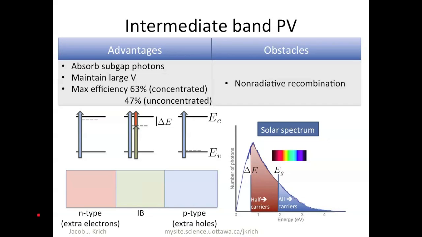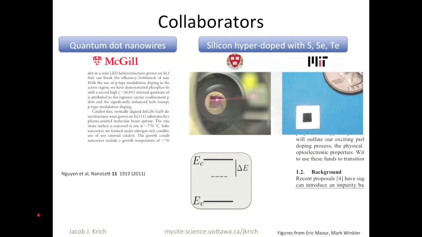Now, the problem is that deep level states inside the band gap are well known to be non-radiative recombination centers, which is a big problem for all intermediate band devices that have been made so far. I spent a lot of time working on this problem, but I'm not actually going to talk about a lot of it today. What I will be describing is some work in progress to define what our goals are for the community of making intermediate band solar cells, which is remarkably not entirely clear yet.